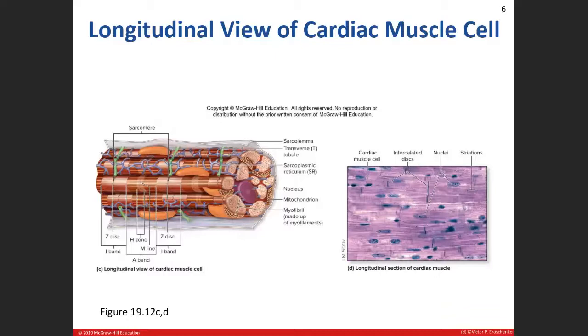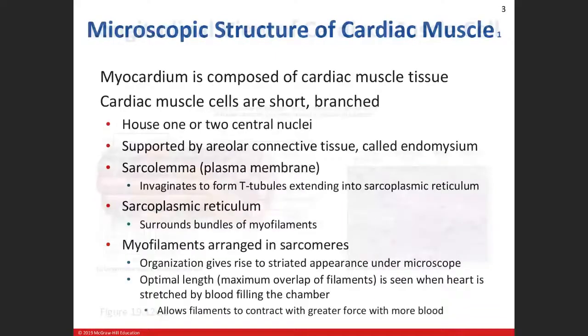Yeah, I don't have the cross bridges there. Anyways, we're looking for that optimal overlap. So it's like the Goldilocks effect. Too much overlap, not good, because we can't contract any further. Too little, if none, there's no cross-bridge cycling going on. You want it to be somewhere in between, and there's going to be an area in between where we get that maximum amount of overlap that's going to be optimal for contractions.